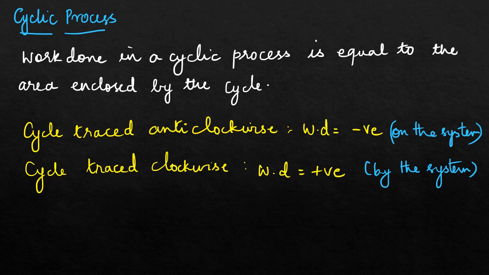Okay. So let us see the cyclic process. A cyclic process is basically when you start from an initial point, complete one round and reach back to the initial point. That kind of process is a cyclic process, and the work done in a cyclic process is equal to the area enclosed by that cycle. We will also see this in detail; this is just for your information. If the cycle is traced anti-clockwise, then the work done will be negative. When the work done is negative, it is said that work is done on the system.